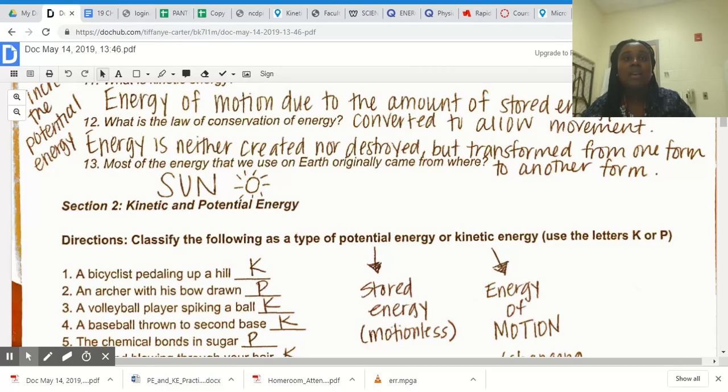So originally, the sun was the driving source of energy to allow that apple to grow and then get to you. So we didn't create the sun, but most of the energy that we use originated from the sun. So a lot of our energy sources all come from the sun in some way, shape, or form, which is pretty cool. So, law of conservation of energy: energy is neither created nor destroyed, but transformed from one form to another form. All right, and number 13, most of the energy that we use on Earth originally came from the sun.